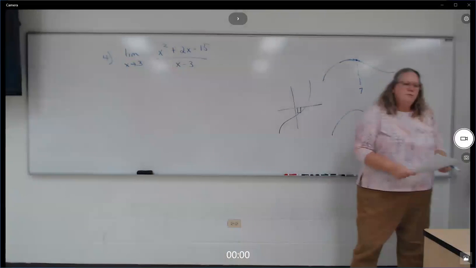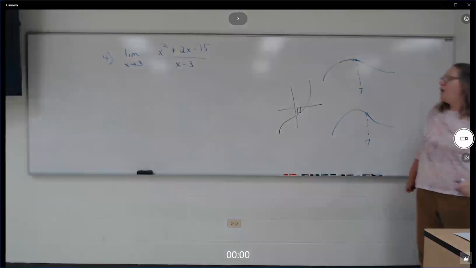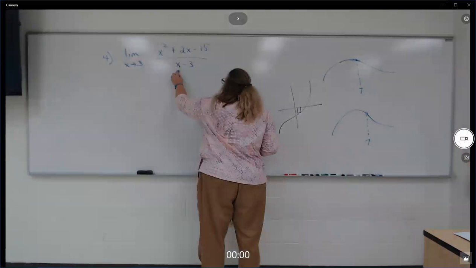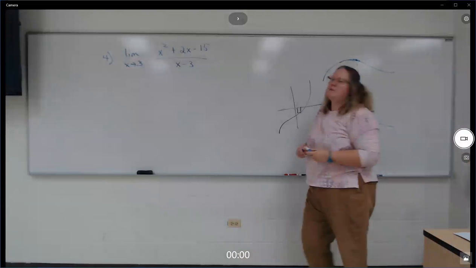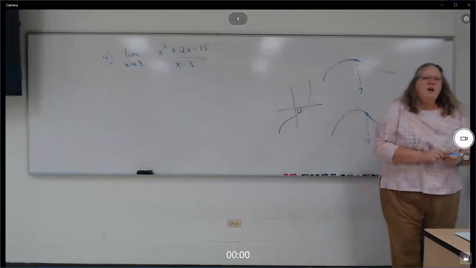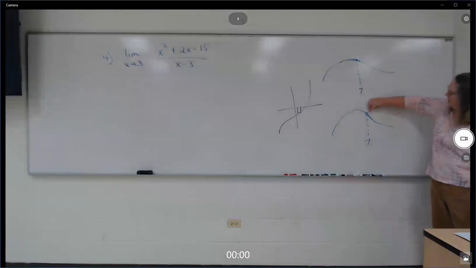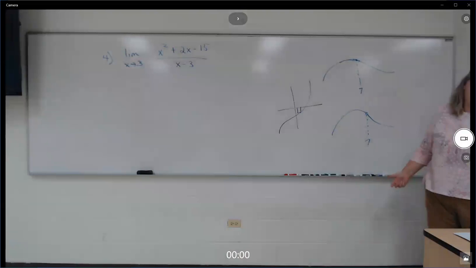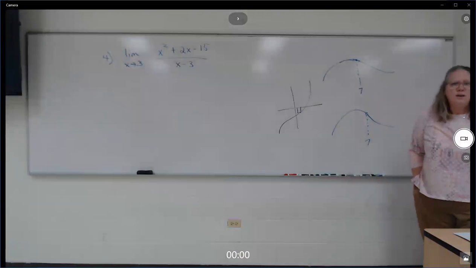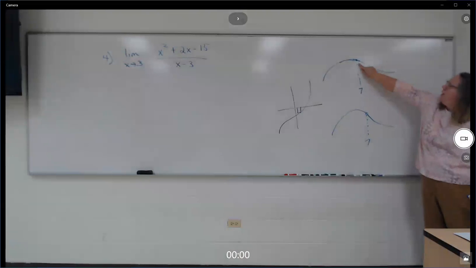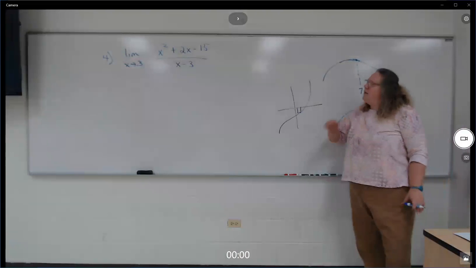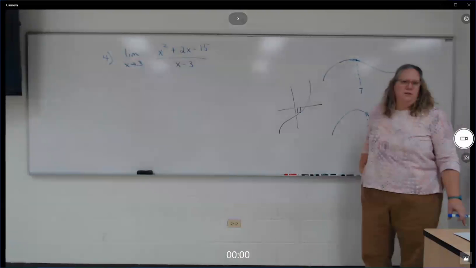Well, the problem is, if you just plugged in a 3 here, here, and here, you would get 0 over 0. So how am I going to algebraically come up with what this y value is if there's a hole there? So the question is, can we fill in the hole and then figure it out algebraically? All right, so when it's something like this, how do we fill in that hole?